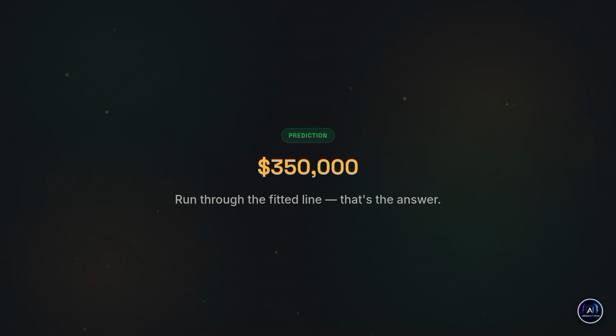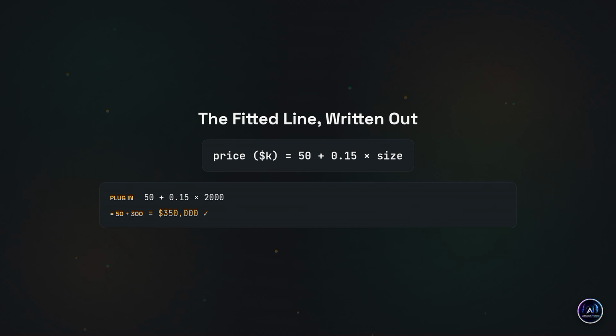Here's the exact fitted line it found, written out. Price, in thousands, equals 50 plus 0.15 times the size. Plug in 2,000 for size. 50 plus 0.15 times 2,000, which is 300. 50 plus 300 is exactly 350. That's the number, worked by hand, matching the model exactly.